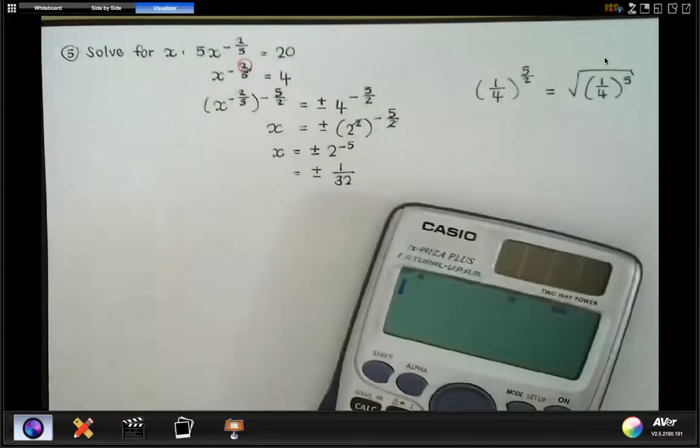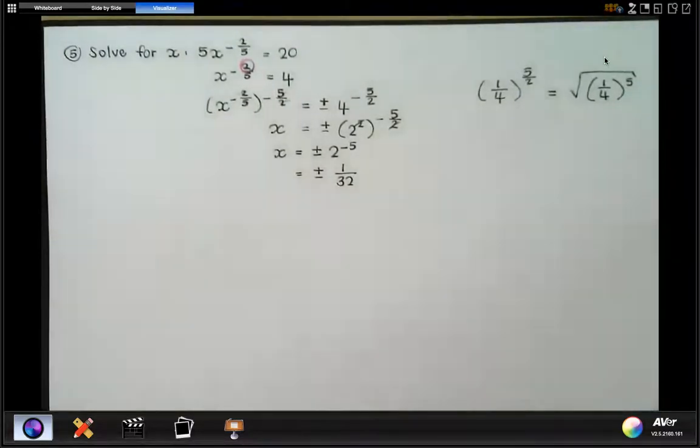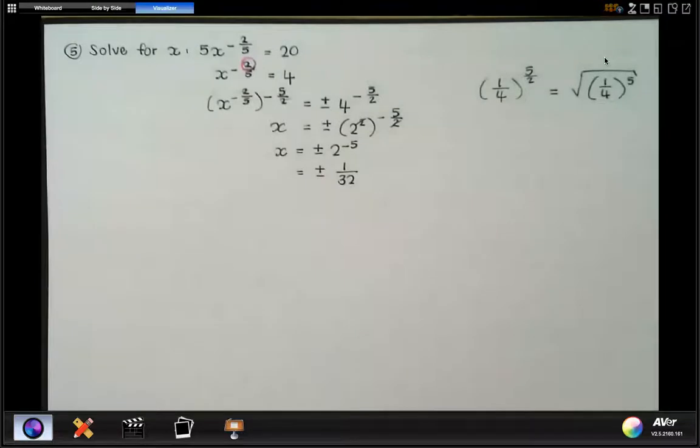Let's just do a check again. 4 to the negative 5 over 2, and we get 1 over 32. So that is how you would solve these equations with rational exponents.